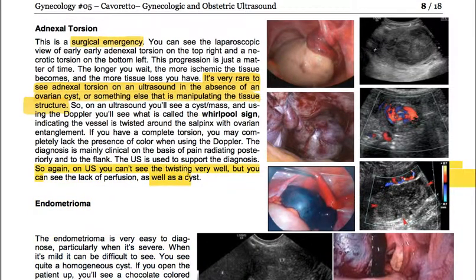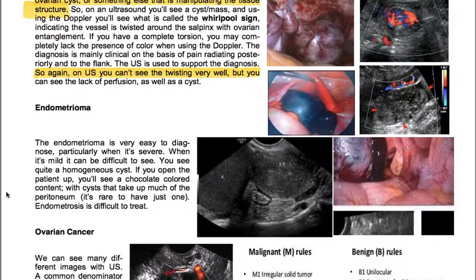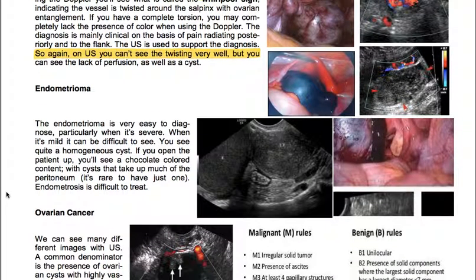Endometrioma is very easy to diagnose, particularly when it's severe. When it's mild, it can be difficult to see. You see quite a homogeneous cyst. If you open the patient up, you see a chocolate-colored content with cysts that take up much of the peritoneum.